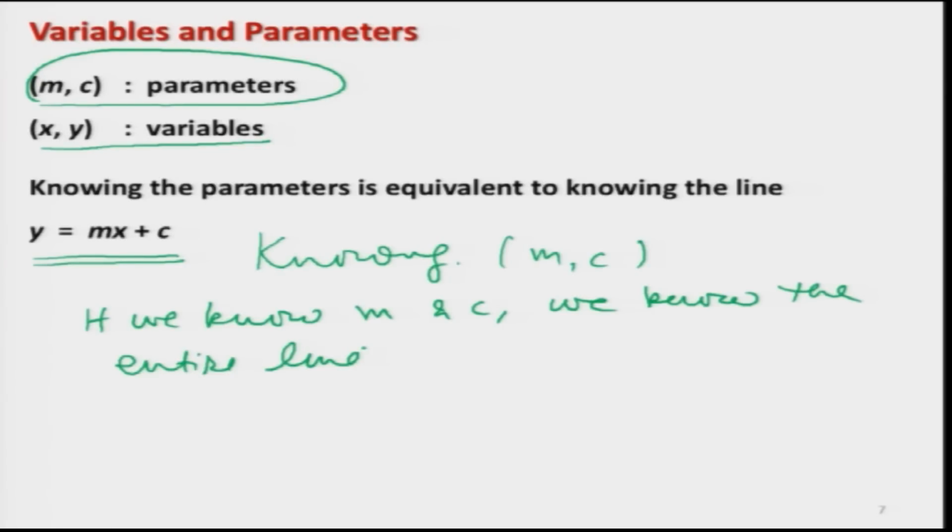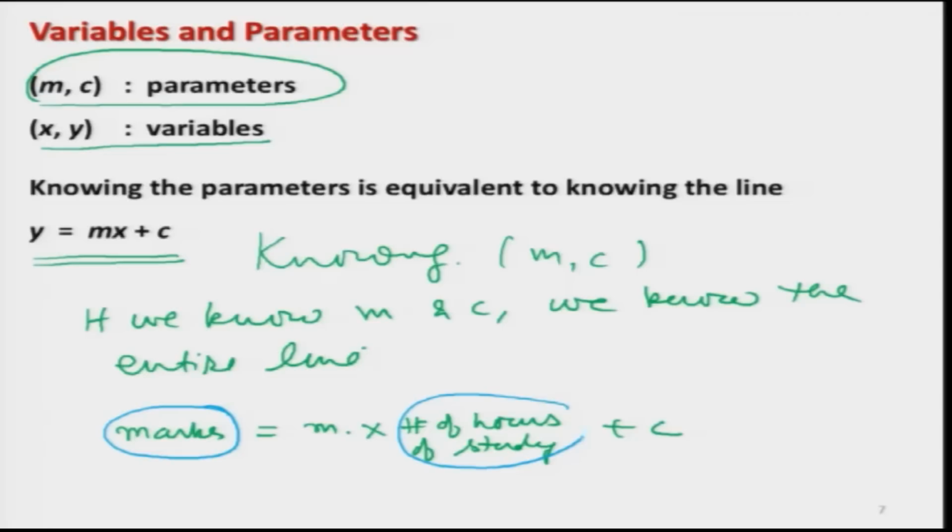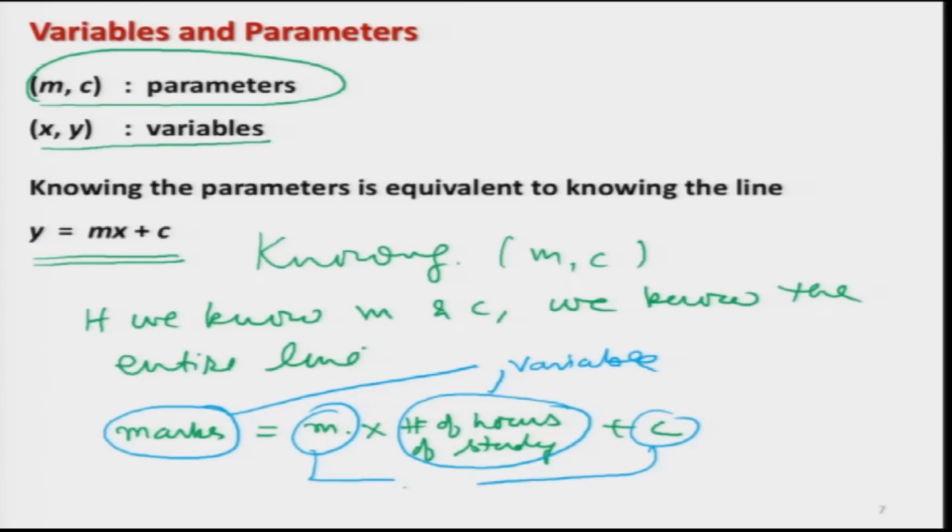So, what will happen if I take the earlier example of marks obtained in the examination? They depend upon some parameter m into the number of hours of study, plus c. So, we see here that marks and the number of hours of study are my variables, and m and c are the parameters.